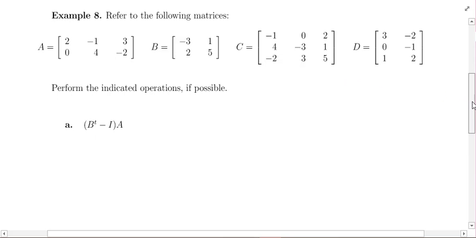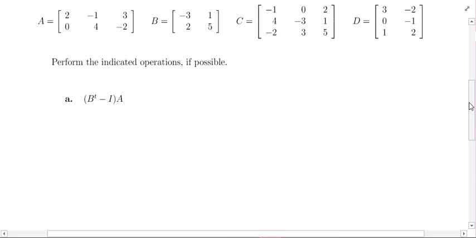In example A, in parentheses we're going to do B transpose minus I, times A. Remember, the T is sometimes written as a lowercase t, sometimes a capital T. But if you see B transpose, or something that looks like it's raised to the T power, that's transpose. So don't forget about transpose. In parentheses, we're going to do B transpose minus I. Remember, I is reserved for the identity matrix. When you look at these matrices up here, there's no I listed. You've got to remember that I means identity. Then we're going to take that and multiply by A.